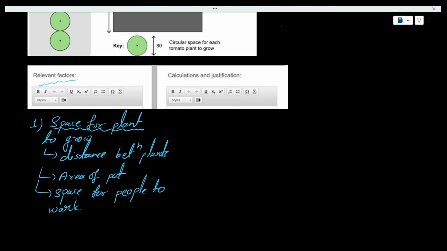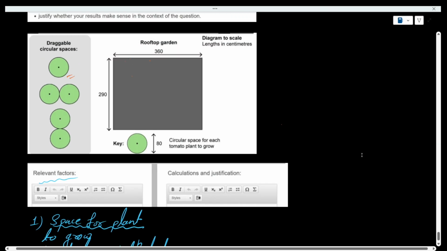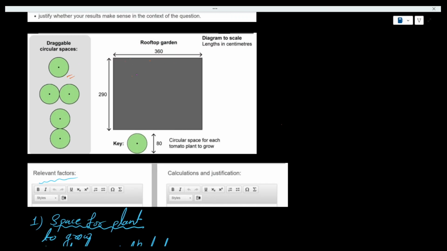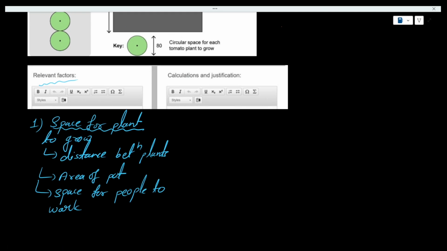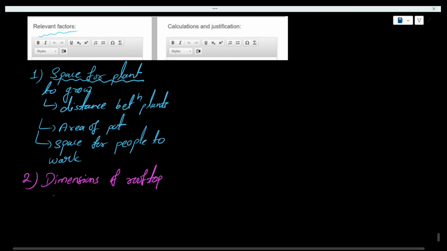Then what is going to be the second factor here? Now here there is a garden. The dimension of the rooftop garden is very important, which is given as length 360 and breadth 290. So the second factor you can write down here: dimensions of rooftop garden. Now what is that rooftop garden dimension here?